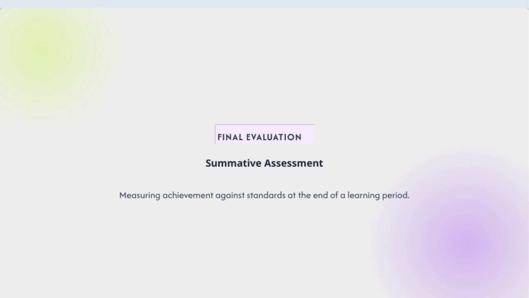This is a crucial part of the learning process because it informs us about the effectiveness of instruction and the learner's mastery. And of course, it ties back to our overall goal of ensuring that educational standards are achieved, preparing students for the next stage or real-world application.